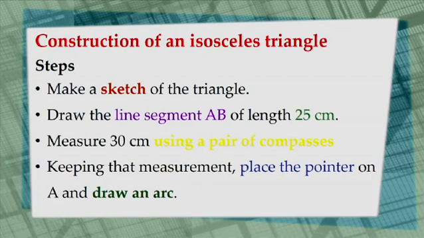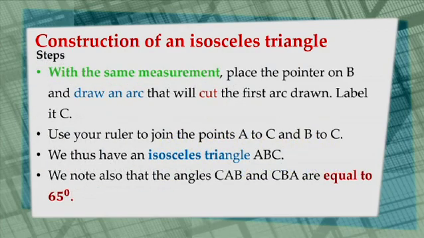And then you will measure 30 centimeters using your pair of compasses. Okay, you will keep that measurement, place the pointer on A and draw an arc. And then, with the same measurement, you will place the pointer on B and draw another arc which should cut the first arc drawn. That's important. You don't just draw an arc anywhere. It should cut the first arc drawn. And then you label it C or P or Q depending on your exercise.